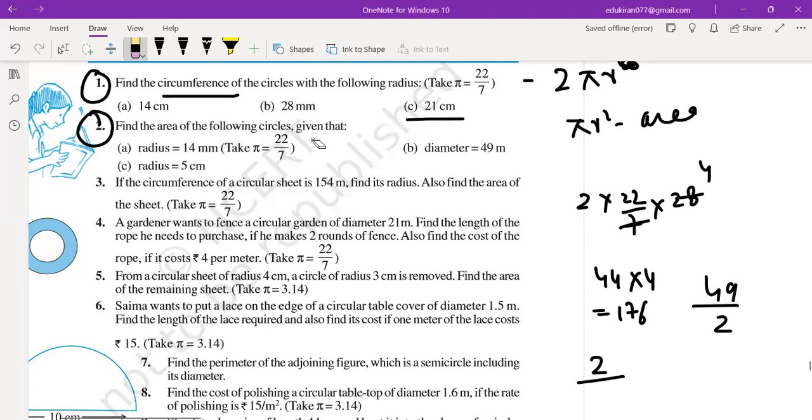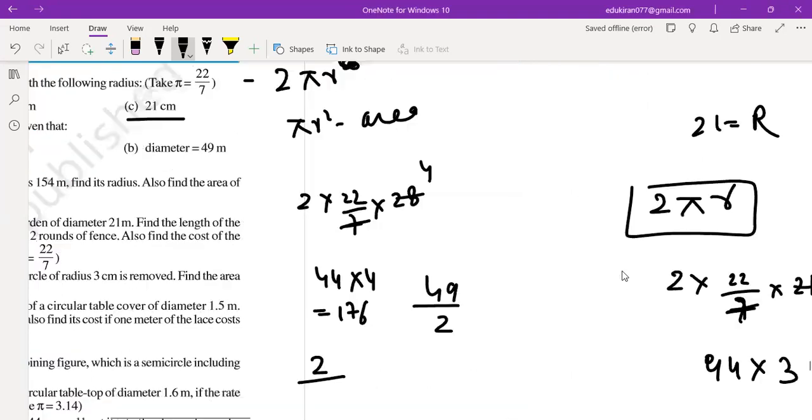Okay. So for the first one, what did people get? 616 centimeters square. Yes, ma'am, 616. Second? 1886.5 meters square. Third? 550 by 7, 78 centimeter square. 550 by 7, right? Yes, ma'am. I got 78.57 centimeter square.